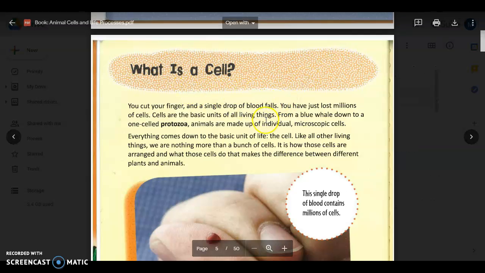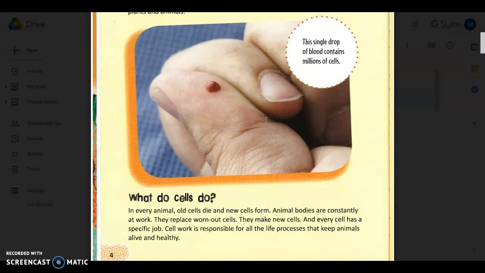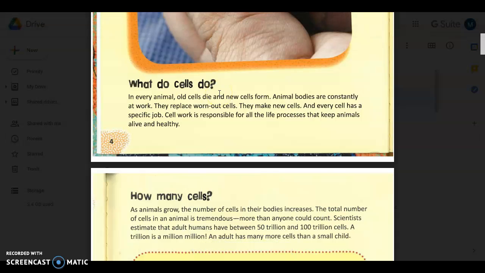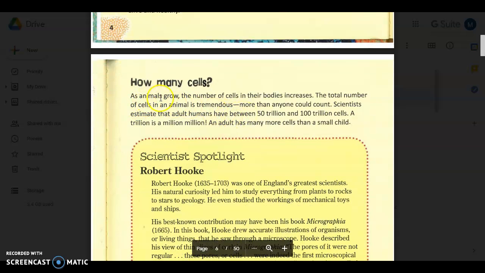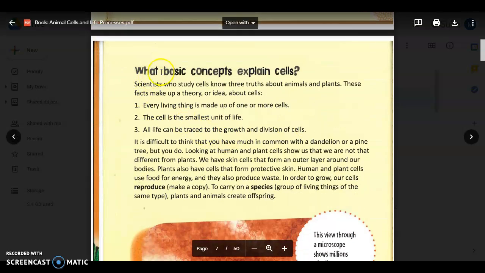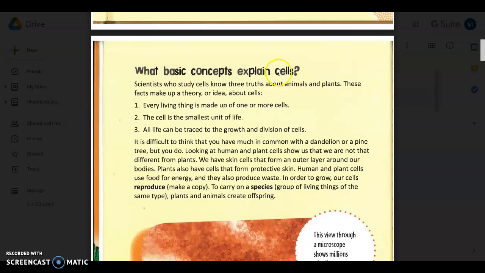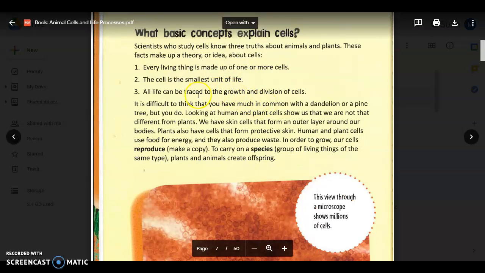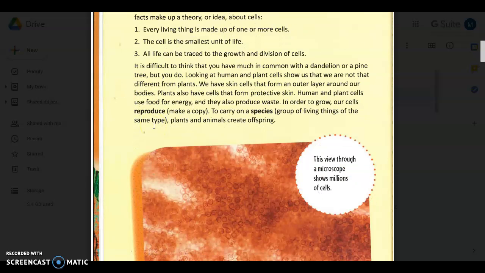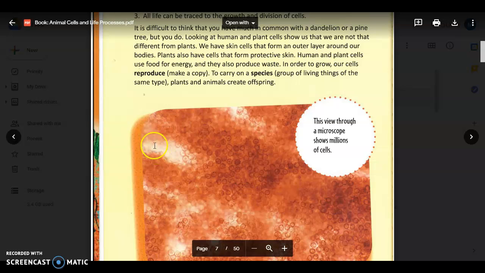So you're going to be answering, what is a cell? Make sure you write the question down. You're going to be answering, what do cells do? Again, please make sure you write the question and then write the answer. You'll be writing down the question, how many cells, and then after where you've written the question, you will find the answer and put that in. Then the last one that you'll write down is what basic concepts explain cells. So I should see this question on your paper, and then you will go on to tell what basic concepts explain cells. At that point, you will be finished and you may turn it in.